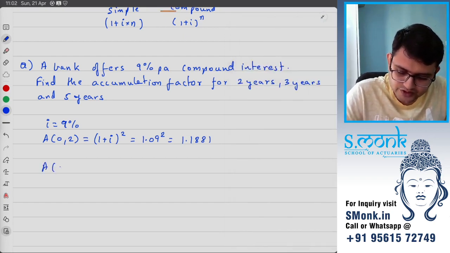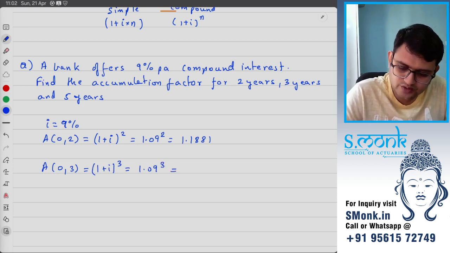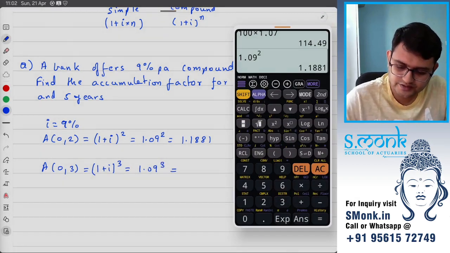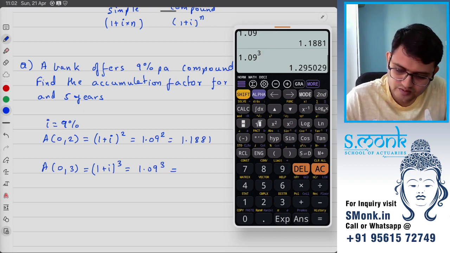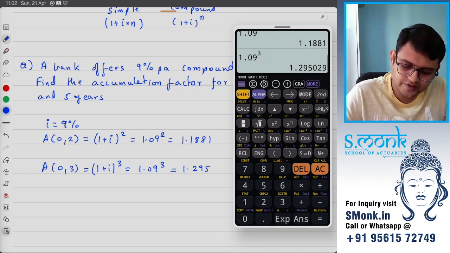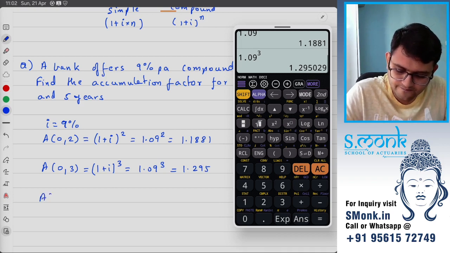Then accumulation A(0, 3), which is 1 plus I cubed, 1.09 cubed. You can find that. 1.295. Then A(0, 5).